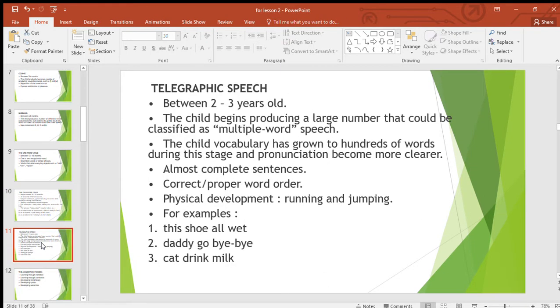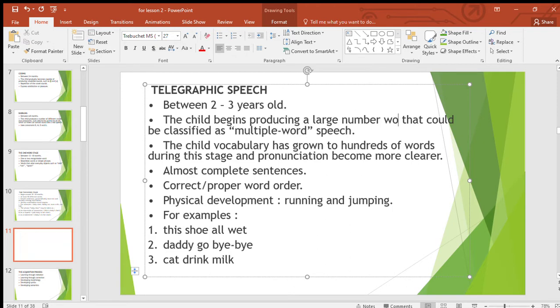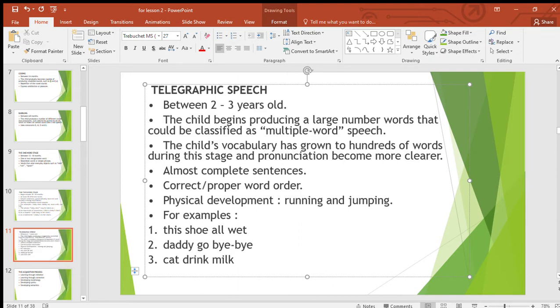Okay, moving on to telegraphic speech. This is between 2 to 3 years old. The child begins producing a large number of words that could be classified as multiple word speech. The child's vocabulary has grown to hundreds of words, not just simple 10 or 50 words, but hundreds, lots. During this stage, pronunciation becomes clearer, so they are able to pronounce better and more clearly.